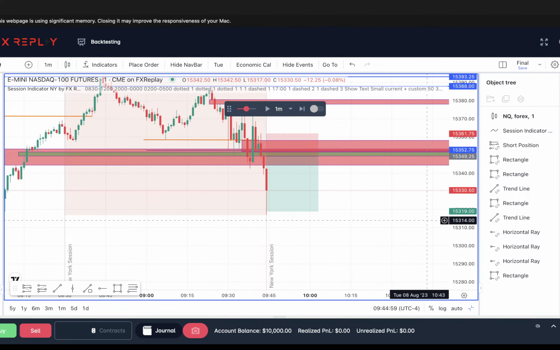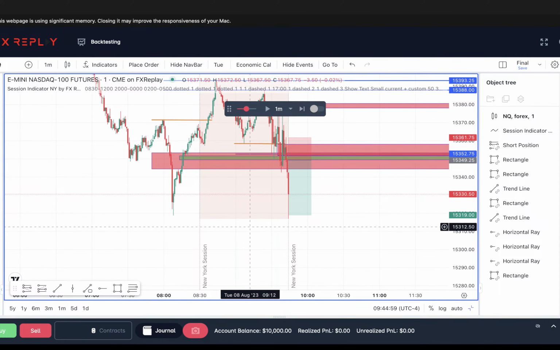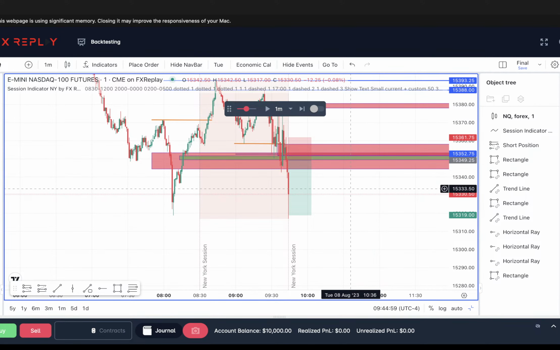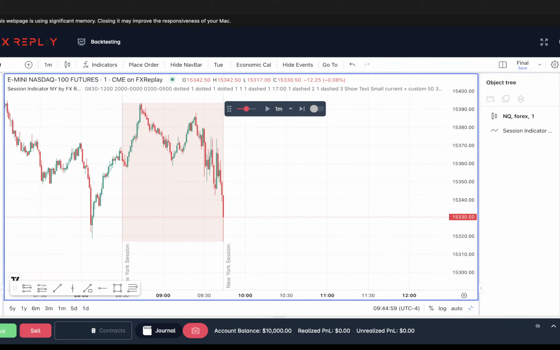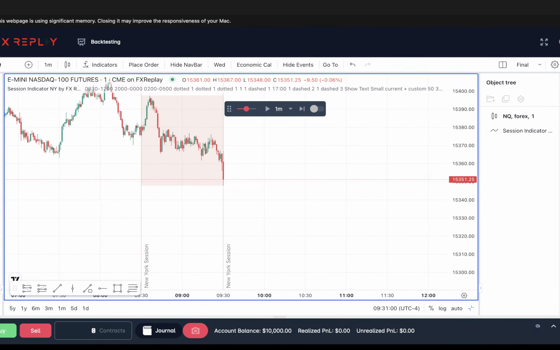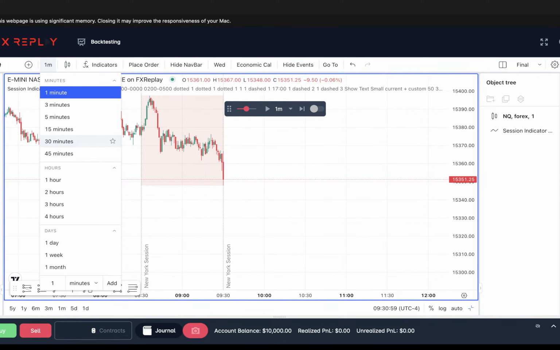Okay, yeah, this is also like a market maker sell model, but sometimes I don't know when these play out. So far, this 1 minute has not been nice to us today. Let's go back to the 30-minute chart.